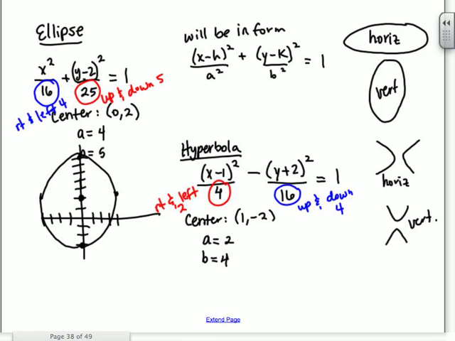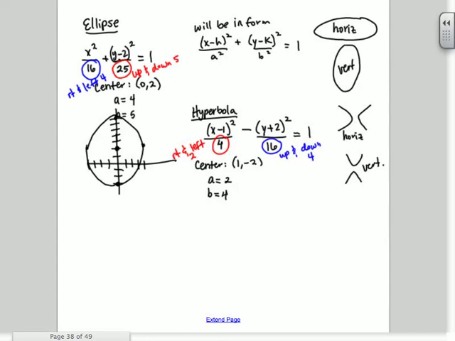Okay, and here's how we draw hyperbolas. It's really not that bad. It's funny looking at first when you first do it. So here's what we do. We draw the center in. So I go over 1, down 2.